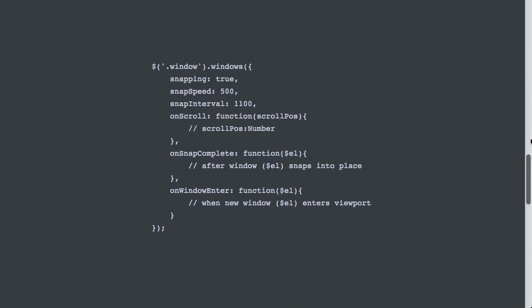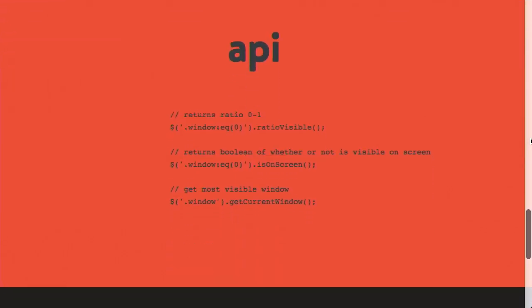You give it a jQuery selector, tell it whether or not you want to snap on scroll and snap to the different window. You get functions for scrolling, snapping, completing, and entering the window. There's also a great JavaScript API for using it. Extremely easy to use. Just throw it in your project and boom, you got scrolling windows. Pretty cool stuff.